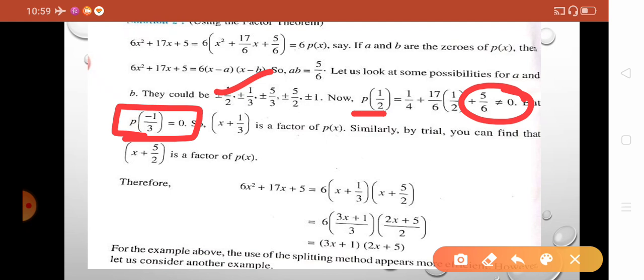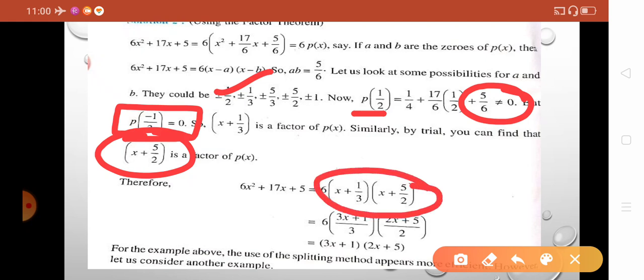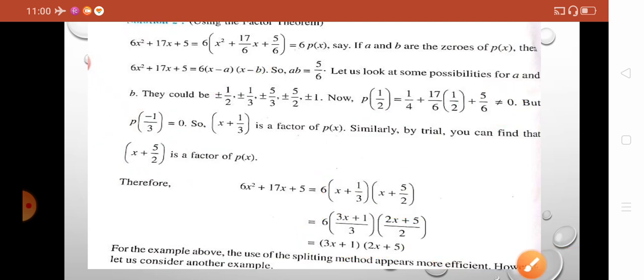Then further on moving, we will get that minus 5 by 2 is also a factor. So we will get two factors: one is minus 1 by 3 and the other is minus 5 by 2. So we will come out as x plus 1 by 3 and x plus 5 by 2. We will write it like this, and after solving we will get 3x plus 1 and 2x plus 5. In this way we can use the factor theorem.